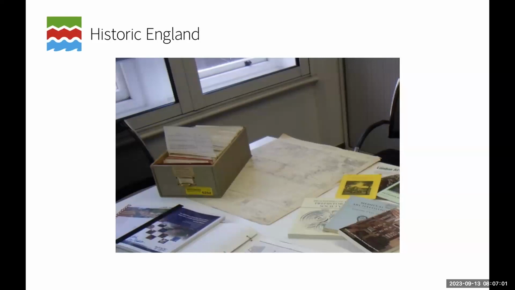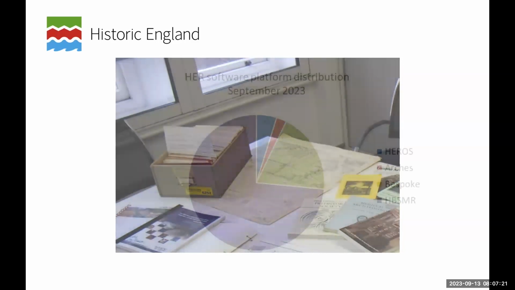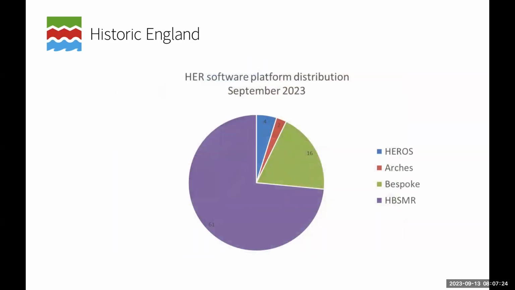Now, as I said, HERs have been around for over half a century now. Their origins lay in the map and card index recording system originally used by the Ordnance Survey. Over time, they've become increasingly more computerized, so that today they are held in sophisticated databases and associated mapping systems, GIS. In England and Scotland, most use a system called HBSMR, which has its origins in the late 1990s and was set up on behalf of Historic England, then English Heritage, and ALGAO, the Association of Local Government Archaeological Officers.